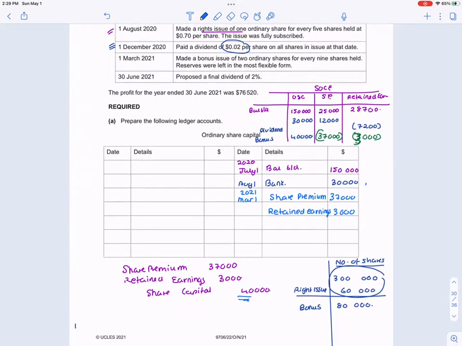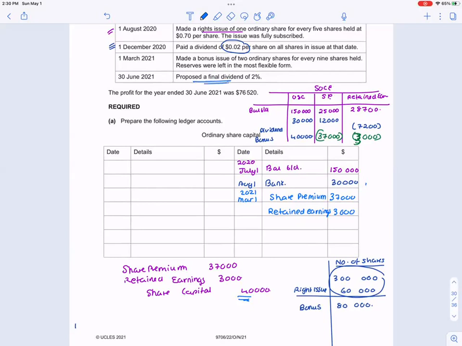Any doubts? No, miss. And miss, in the retained earnings account, there is an income statement value. One minute. I'm still over there. Okay. Any doubt with bonus? No.